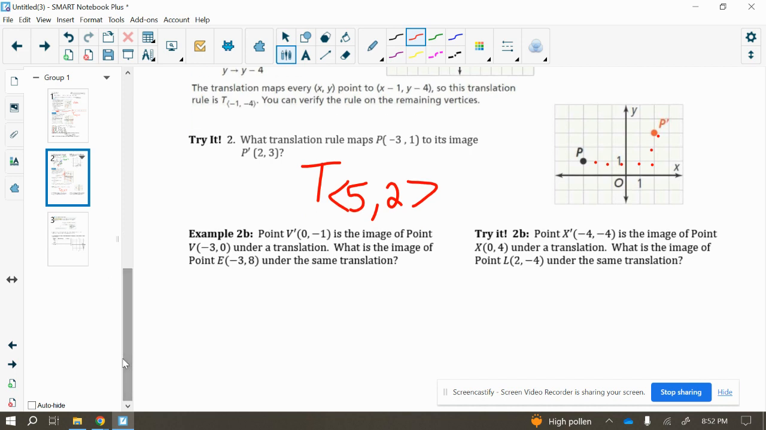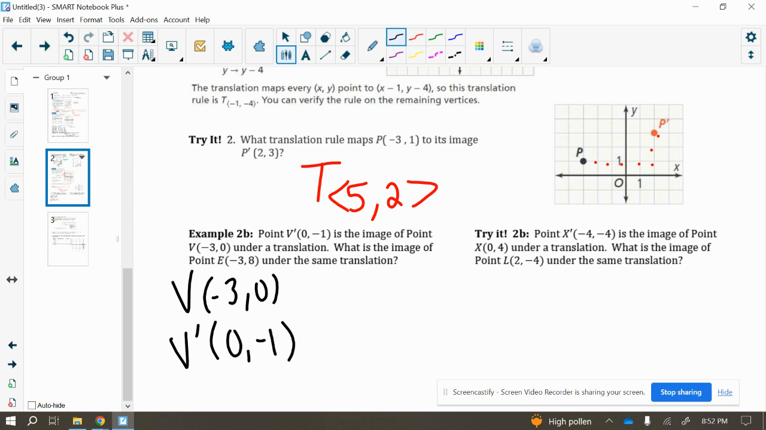All right, final example on this page. Notice they are telling us we have an original point here of V, and it is being translated to this new point V prime. So again, V is the pre-image, and V prime represents our image. What we're noticing is that to make that movement, we would have had to add 3 to the X values and subtract 1 from the Y values to get our new image value.